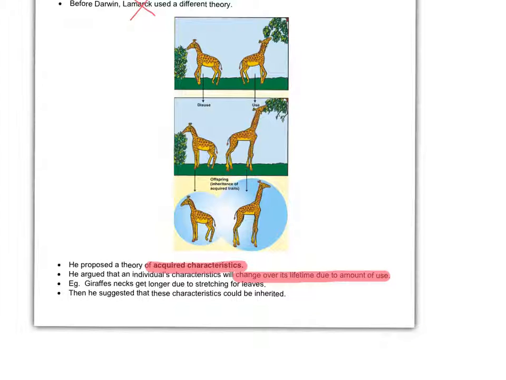This idea of use and disuse is incorrect, and actually more giraffes having longer necks can be explained by natural selection, whereby the giraffes that genetically had longer necks were more able to get the food and therefore were more likely to survive and reproduce. Those with the shorter necks were less likely to get food and less likely to reproduce.